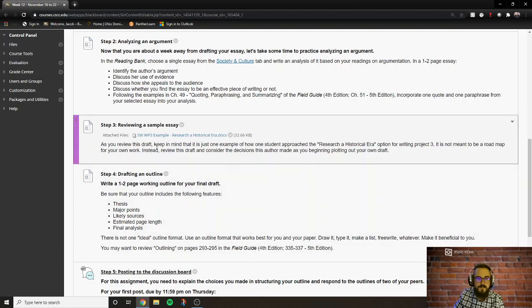As you review this draft, keep in mind that this is just one example of how one student approached this assignment. It is a good model for how you might approach this project, but it's not necessarily perfect. It's not necessarily representative of how everyone should develop these ideas, but it is a really strong example of what I'm looking for in writing Project 3.